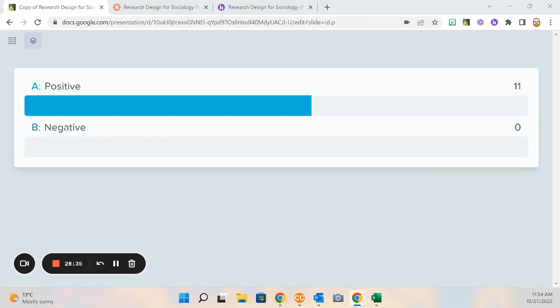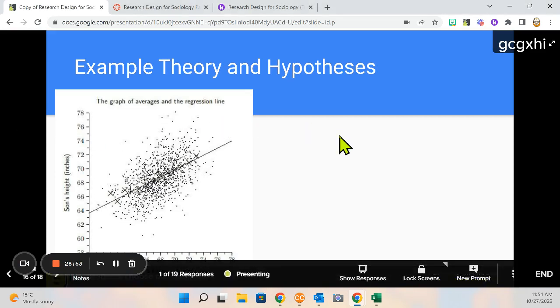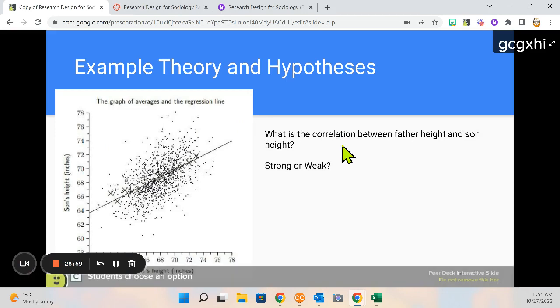at you. All right. And by unanimous decision, at least of those people participating, no longer unanimous. You're right, Zion. It is positive. As father height goes up, son height tends to go up. Okay, last one before we go to lunch. Is the correlation strong or weak? You only have those two choices. Is it strong or is it weak?